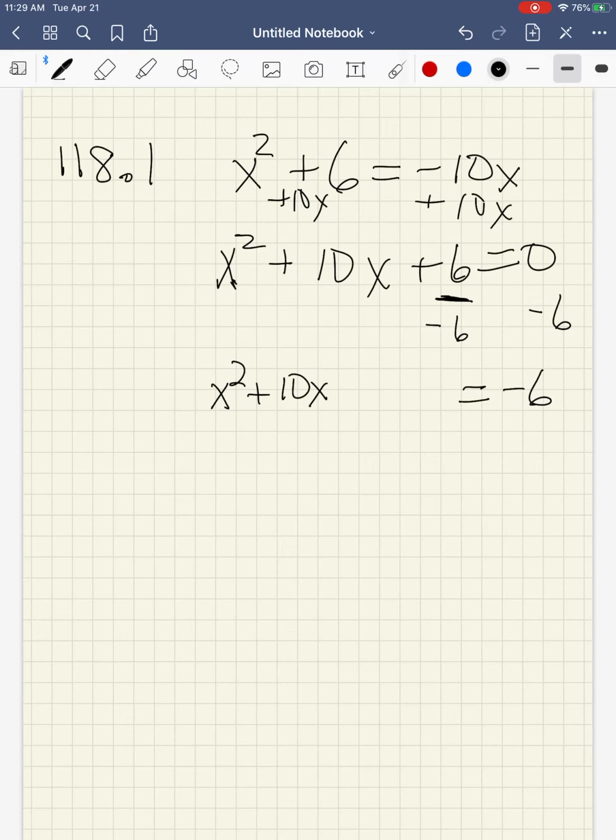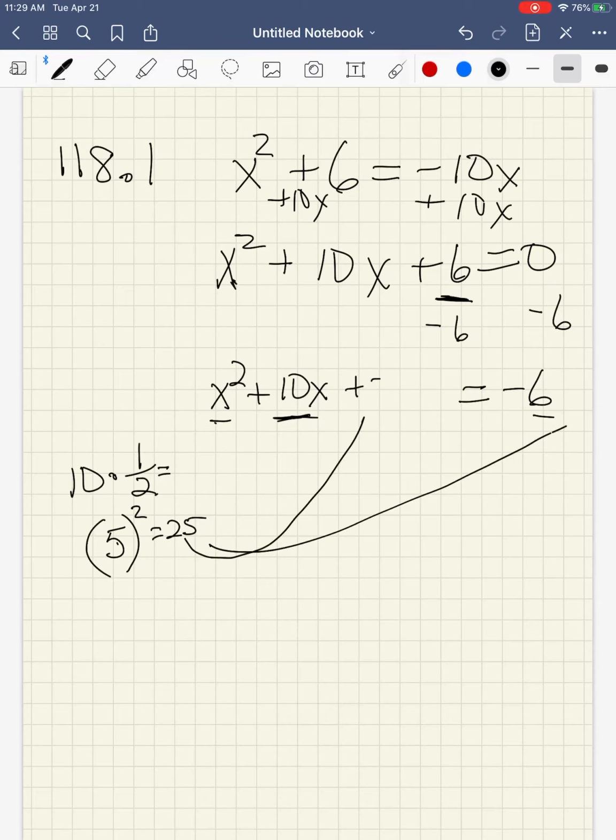The next thing we do is we take half of the middle coefficient. Middle meaning there's one on one side, there's a middle, and there's one on the other side. So the middle coefficient is 10. I pull it off to the side and I take half of it, which means I multiply it by 1/2. That's equal to 5. And with that 5, I square that. Okay, so I squared this result. 5 squared is 25. I take this 25 and I add it to both sides of the equation. So plus 25 and plus 25.